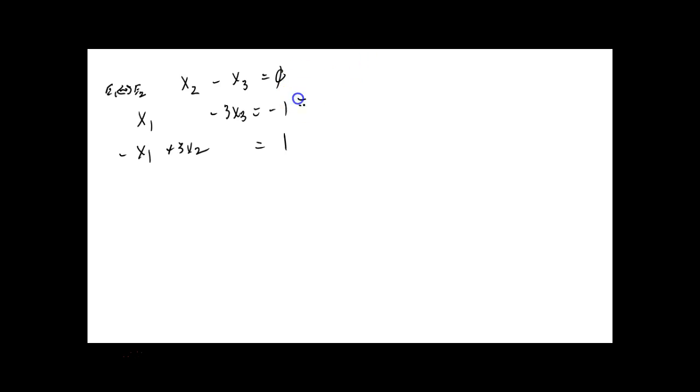So this becomes x sub 1 minus 3x3 is equal to minus 1. x sub 2 minus x sub 3 is equal to 0, and we leave the third one alone, minus x sub 1 plus 3x2 is equal to 1.